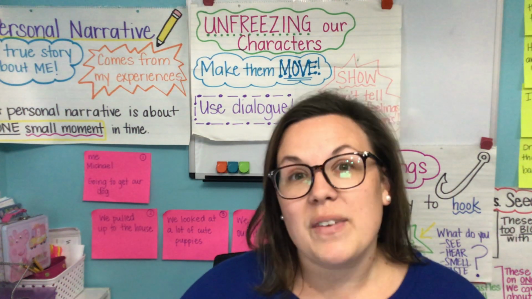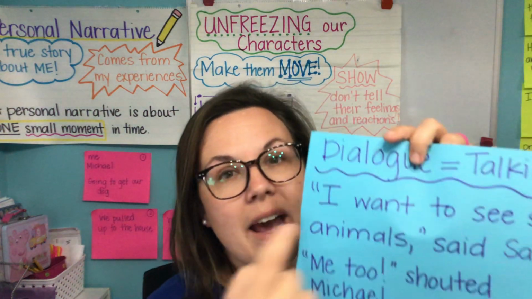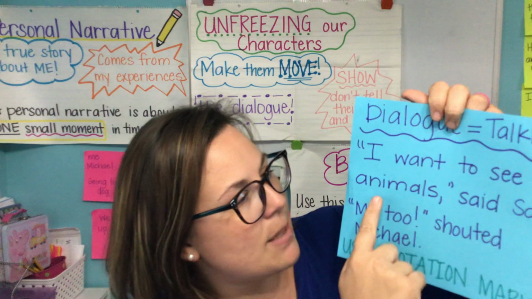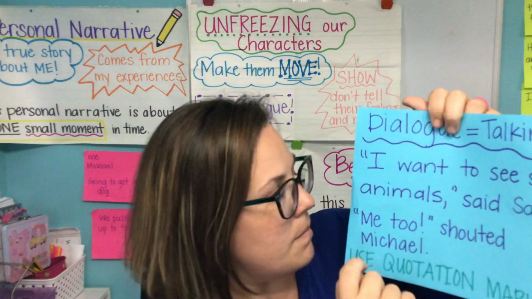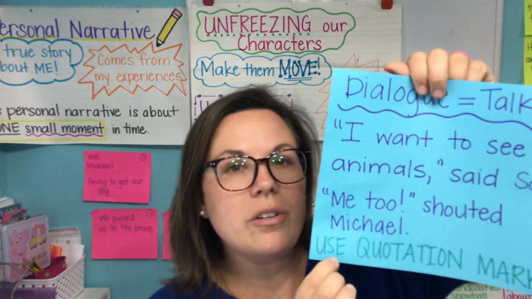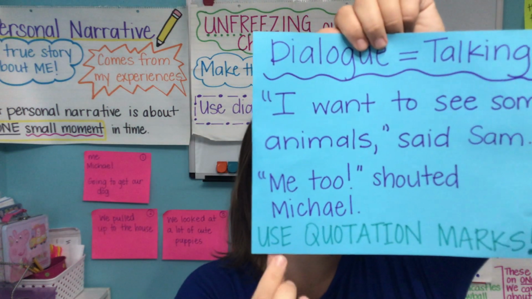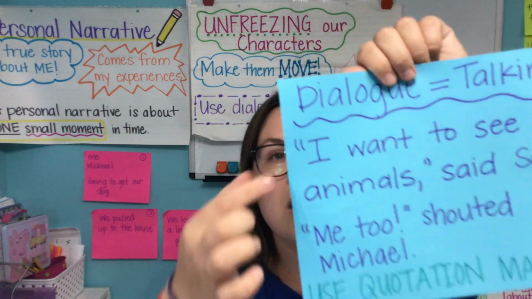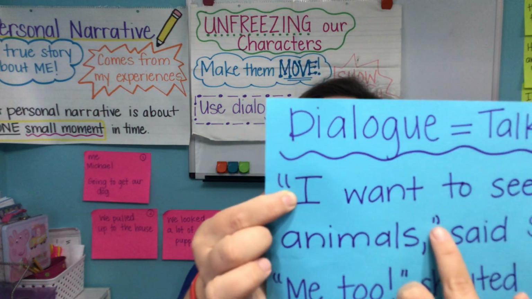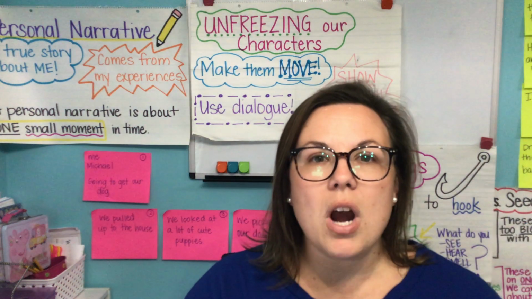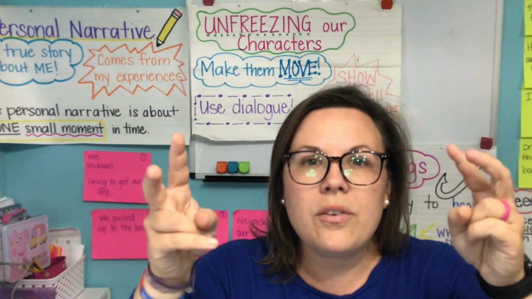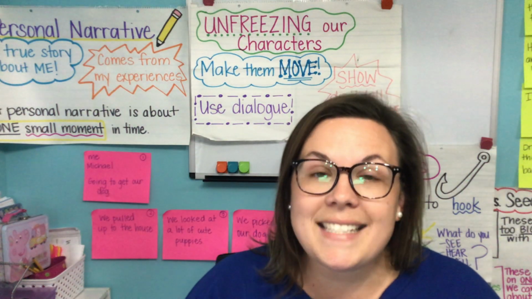Their mouth is moving. So I have some examples of dialogue I wrote on this piece of paper. "I want to see some animals," said Sam. "Me too," shouted Michael. When you're using dialogue, you want to make sure that you use quotation marks. These little guys right here are called quotation marks. Quotation marks are like two little commas that go in the air. They go around the words that the speaker is saying.